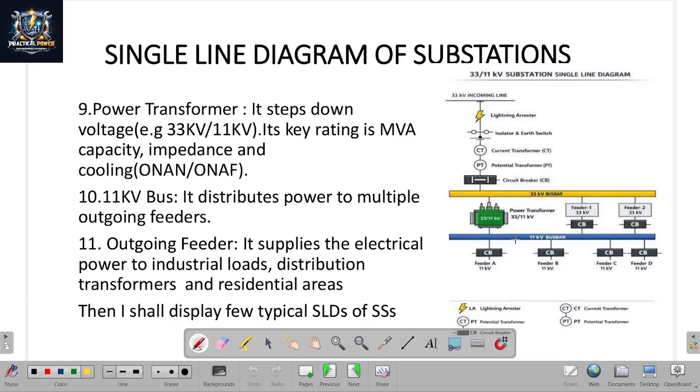Then the 11 kV bus. Here is the 11 kV bus bar. It distributes the power to the multiple outgoing feeders. These are the outgoing feeders through circuit breaker and feeder circuit. And the distribution transformer supplies the electrical power to industrial loads, distribution transformers, and residential areas. Then I shall display some single line diagrams of substations.